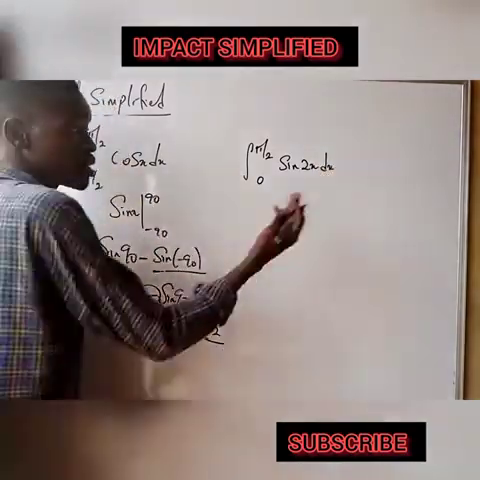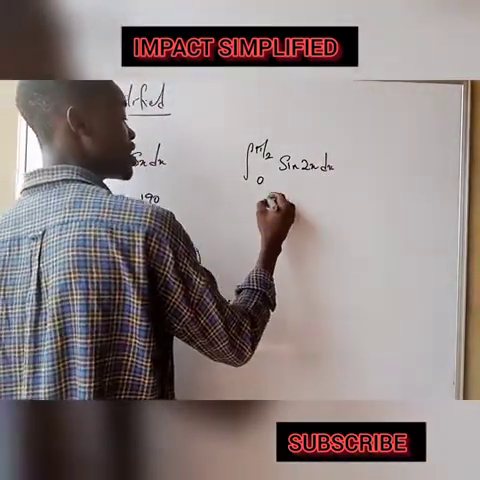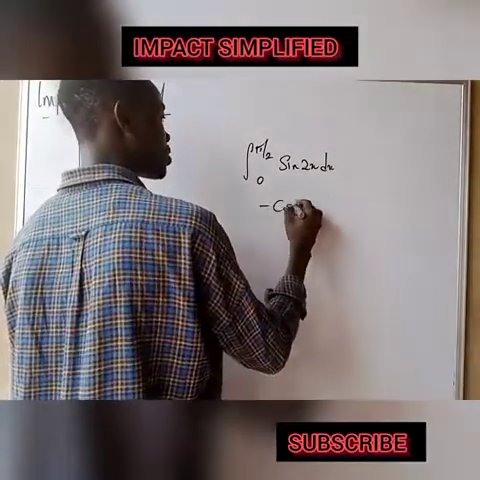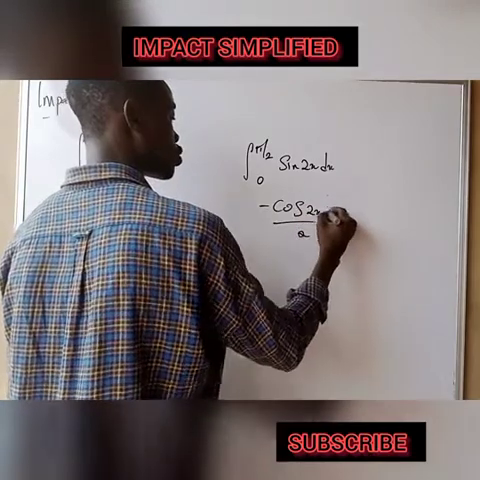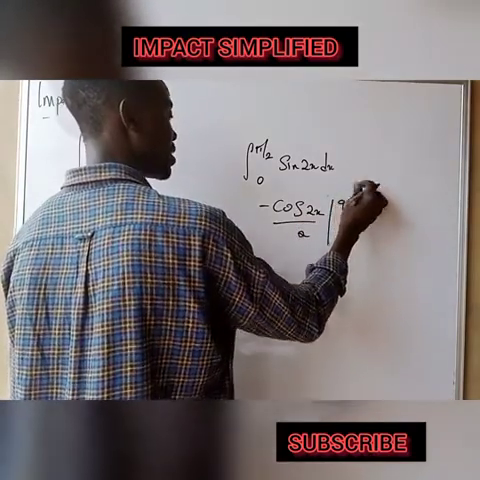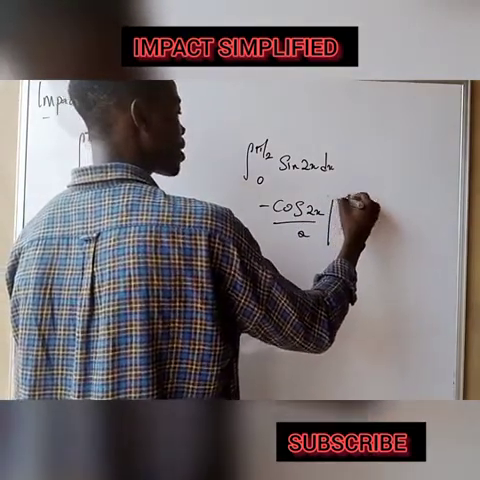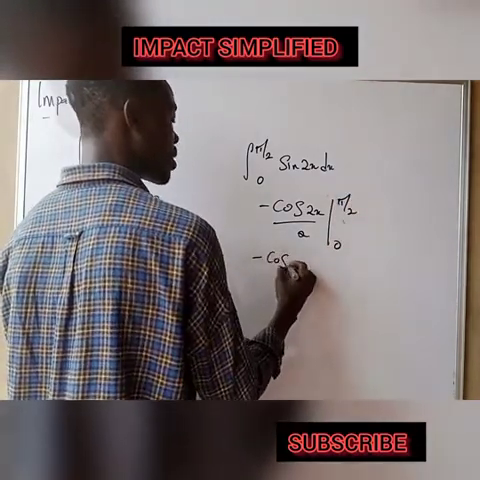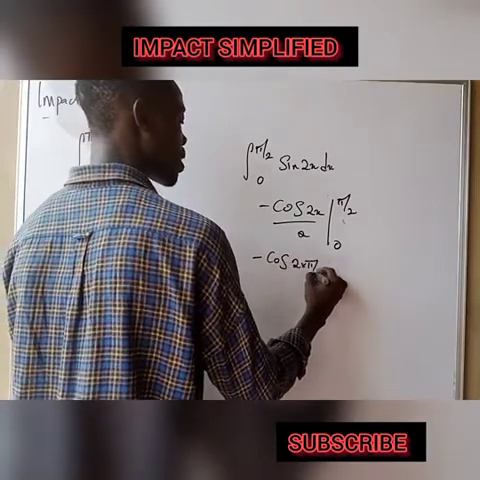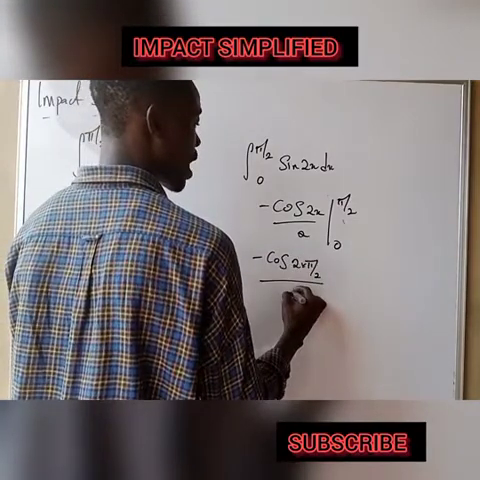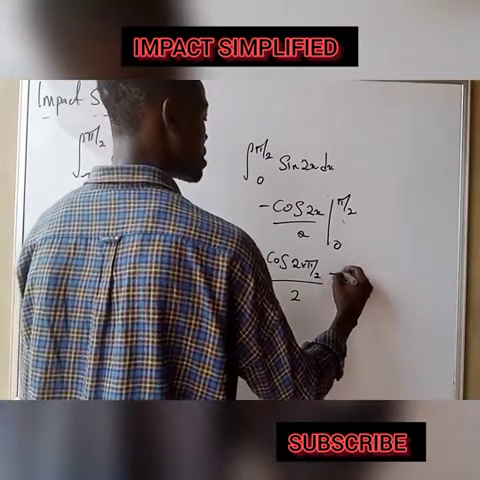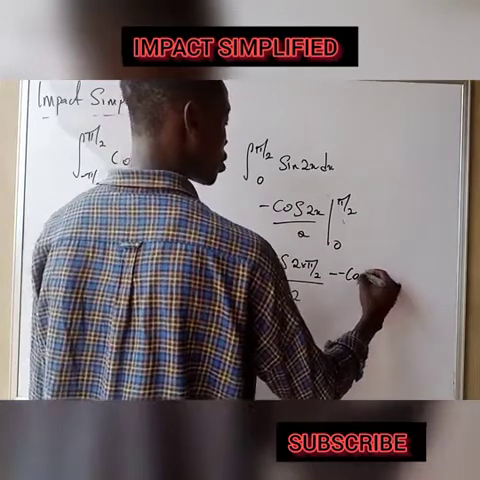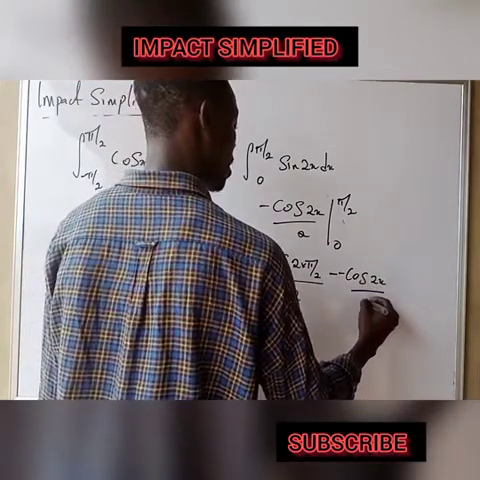So how can you solve this? As usual, integrate sine. Sine will not give you cos, mind you. Sine will give us what? Minus cos 2x over 2. The upper limit is what? Pi over 2. And then we have it as what? 0. And that will give us what? Minus cos 2 times pi over 2, over 2, minus the lower limit. Sorry, that will give us minus cos 2x over 2.